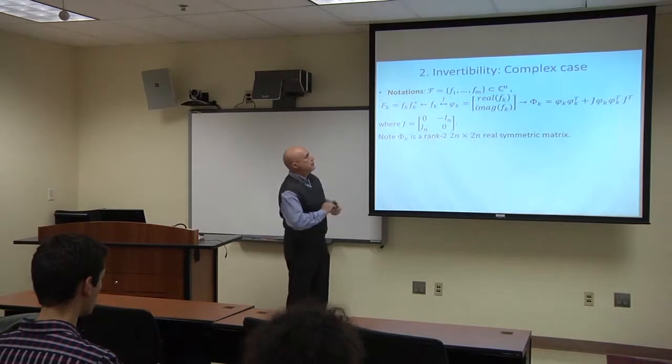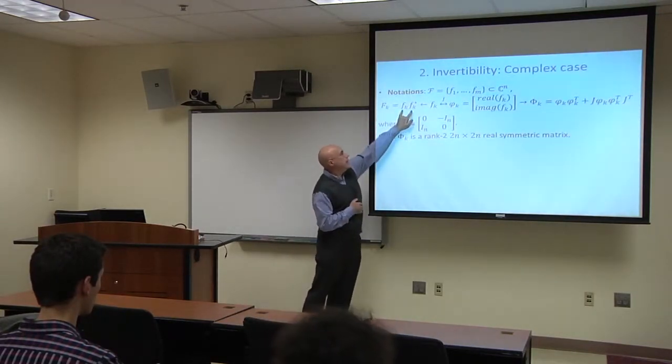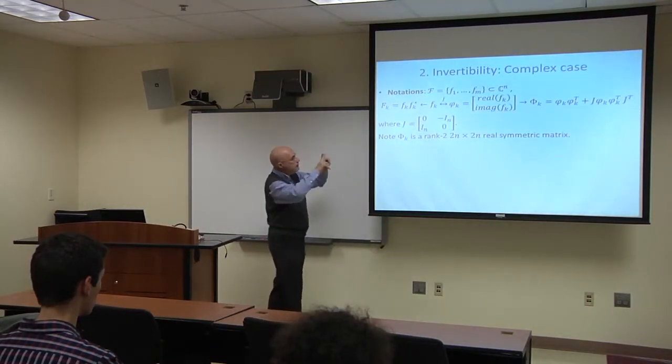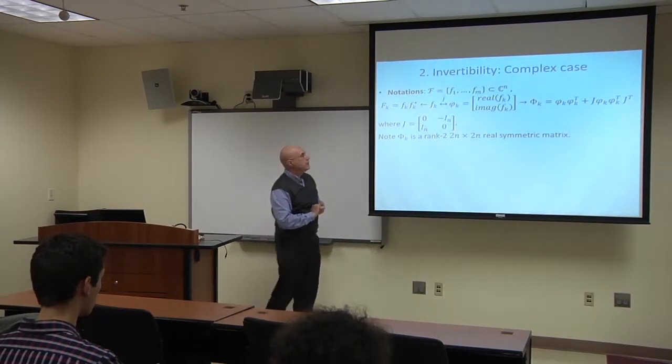We have the m vectors, F1 through Fm, in C^n this time. Capital Fk is going to denote this rank 1 matrix. It takes the vector Fk times its conjugate transpose, and you get an n by n matrix. This is complex, Hermitian.